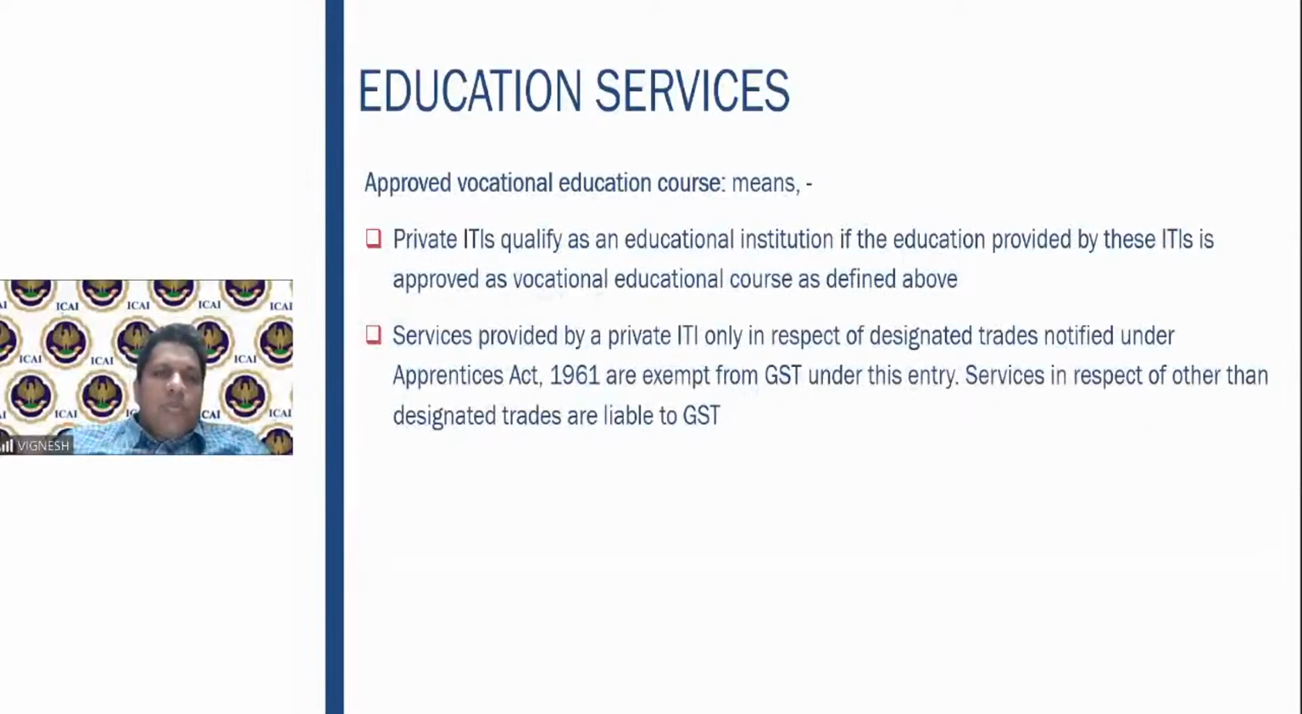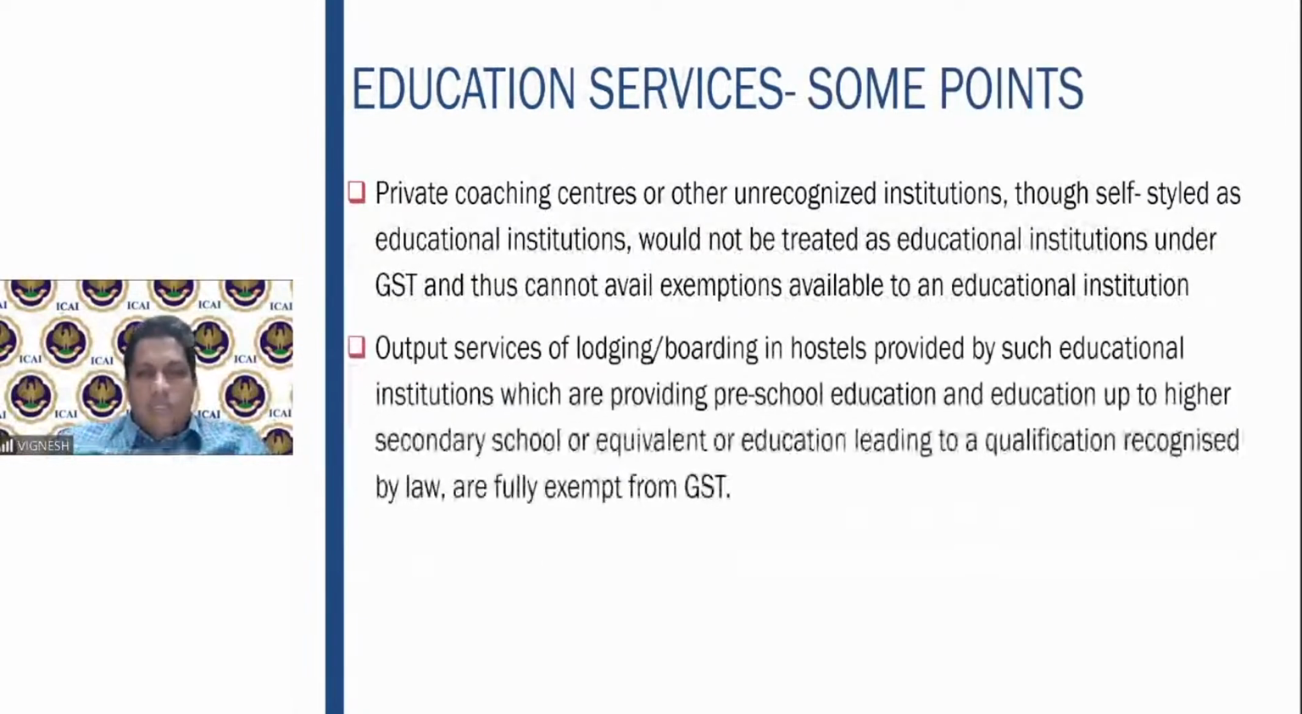Fine. Then private ITIs, industrial training centers, are also education institutions if the education is approved as a vocational educational course. Again, only designated trades are exempted. Designated trades are given in the Apprentices Act. Not very important, no need to remember anything. Just remember, trades notified under the Apprentices Act 1961 are exempt from GST. Trades other than designated trades are liable to GST.